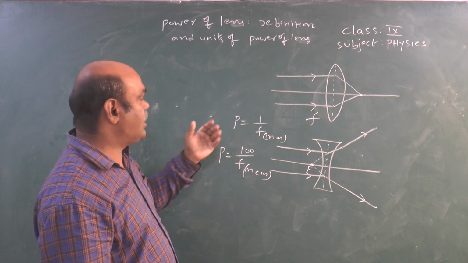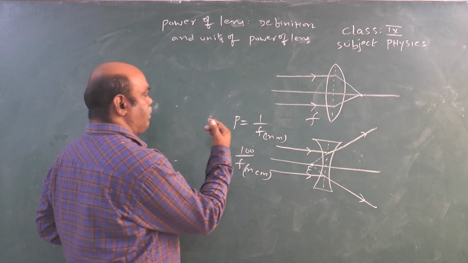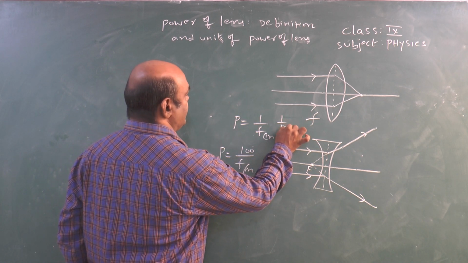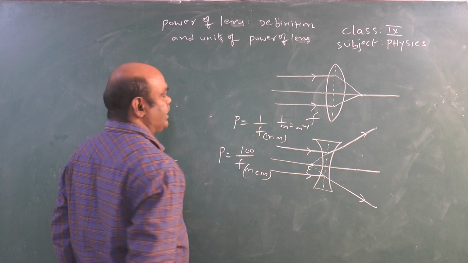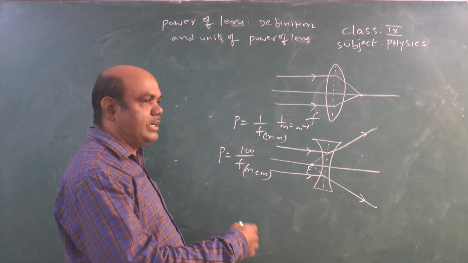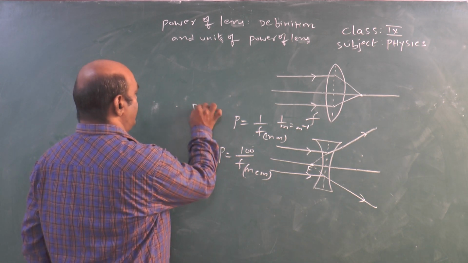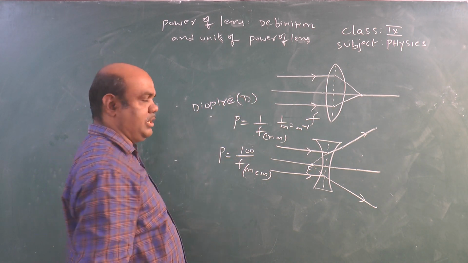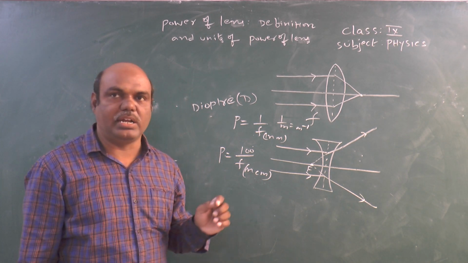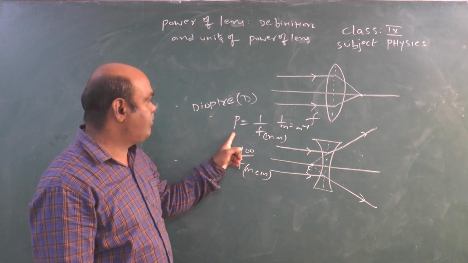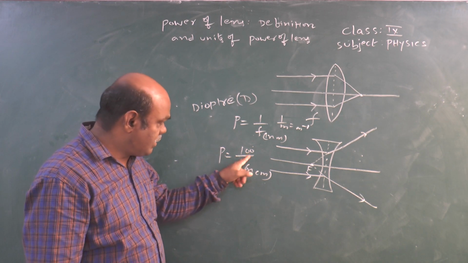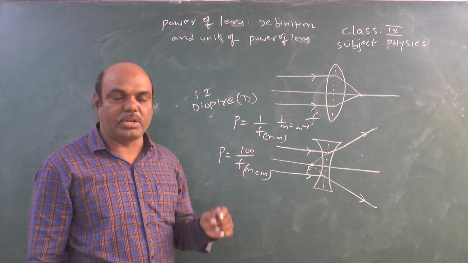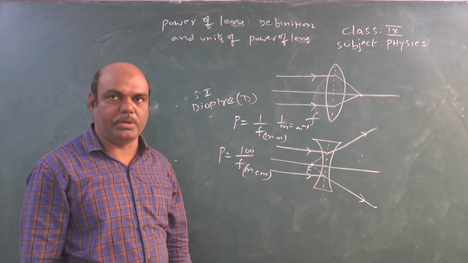Okay, next, what are the units of focal power? Here the focal length unit is meter, so the focal power unit is 1 by meter or meter inverse. But the standard unit of power is the diopter, shortly represented by capital D. So the diopter is the standard or fundamental unit of focal power. This is the SI unit. So the diopter is the fundamental SI unit of focal power.